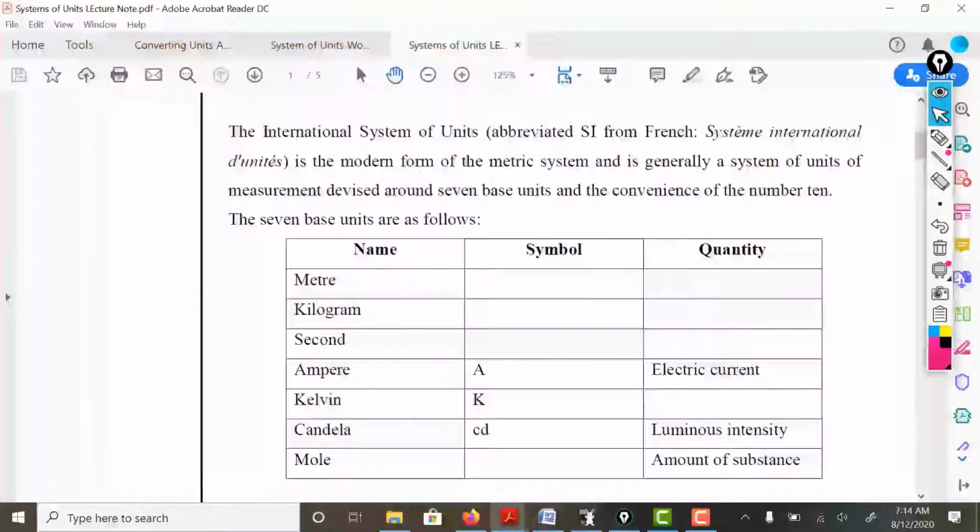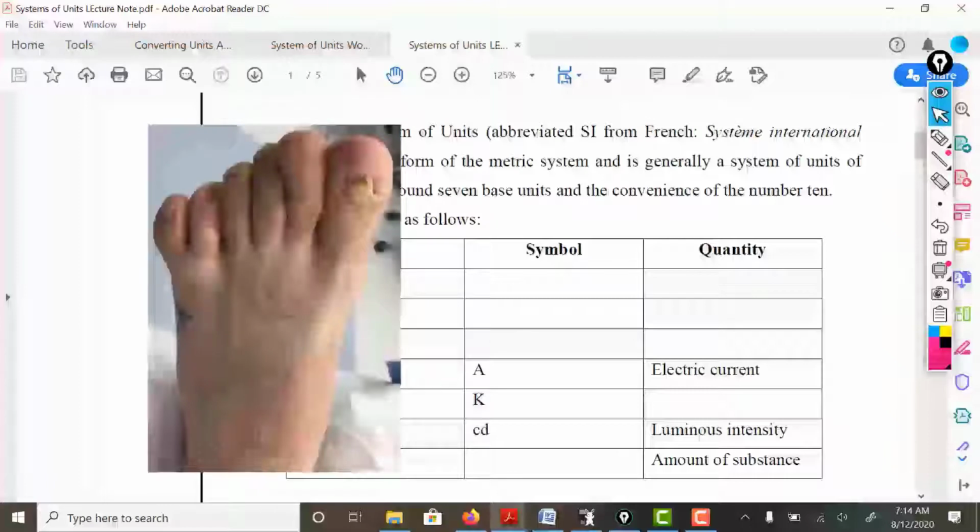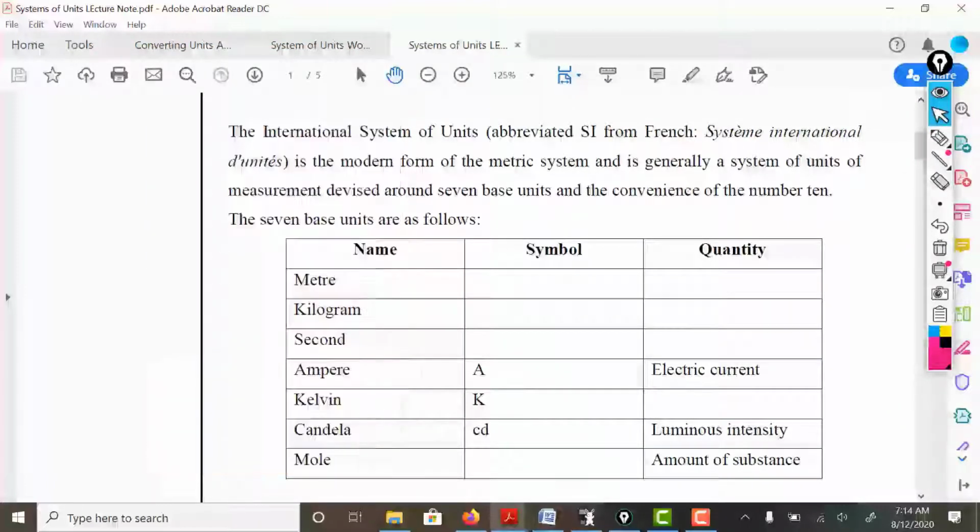Another historical one is the foot. The British unit of the foot is based on the king's foot. So at the time, if the king's foot was 10 inches long, then that's what a foot was. If your king had tiny feet, then the foot was a smaller unit. So it came to a point where people realized everybody has their own units, everybody's weird about things. Let's standardize them.